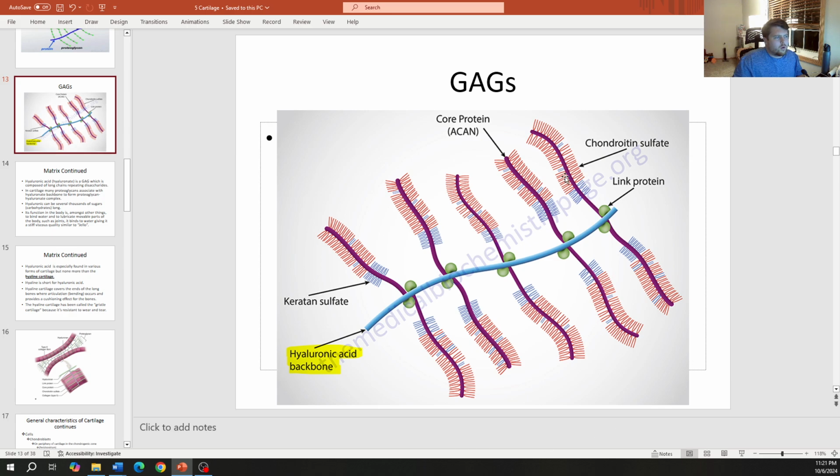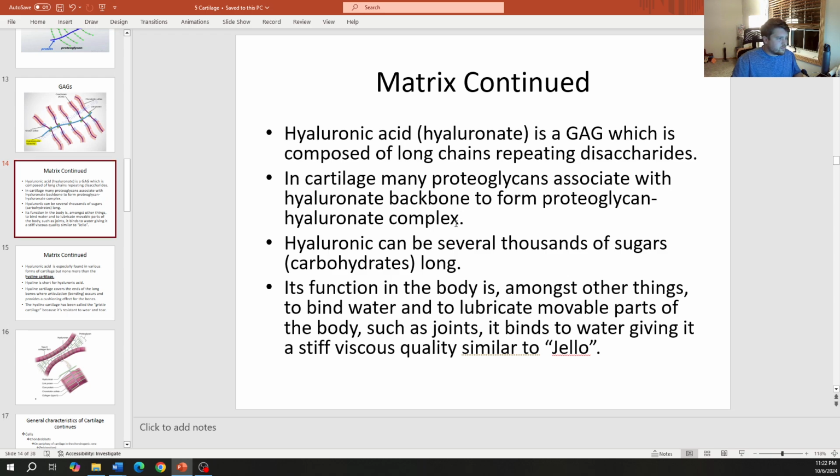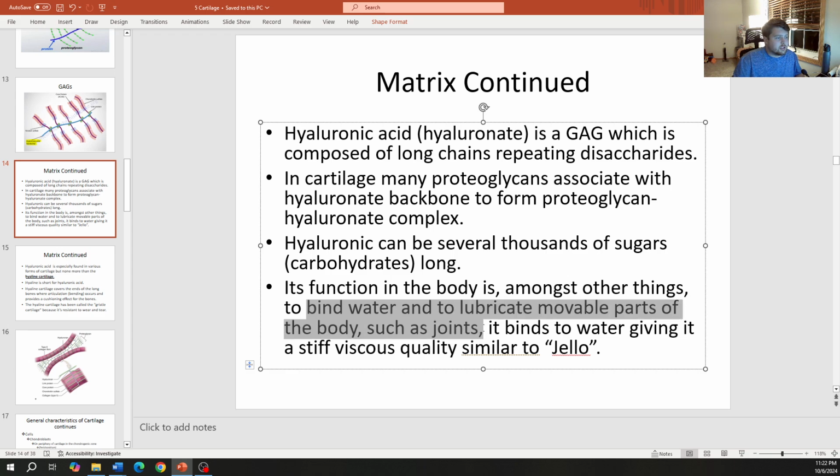So this whole structure, its function is to bring water. So it brings water, holds on to water. It's very hydrophilic, so it loves water. So it holds on to water and keeps water inside of the cartilage in order to help with dealing with stress, especially impact type stress. And we'll see that in a minute. So here we go, talking about the hyaluronic acid. Its function in the body is to bind water and to lubricate movable parts of the body, such as joints.